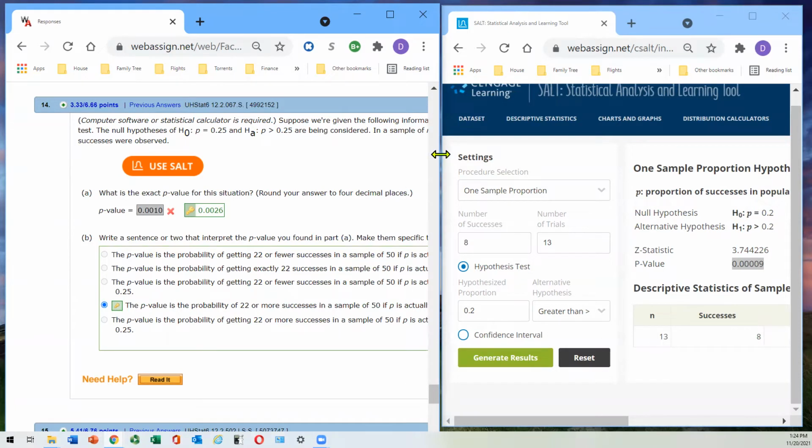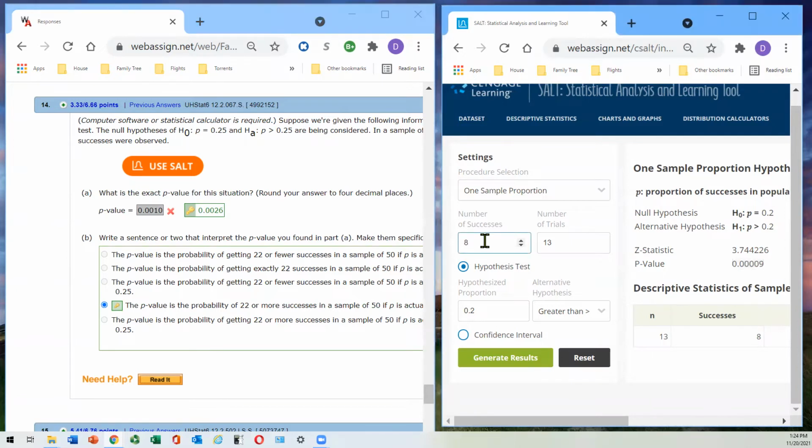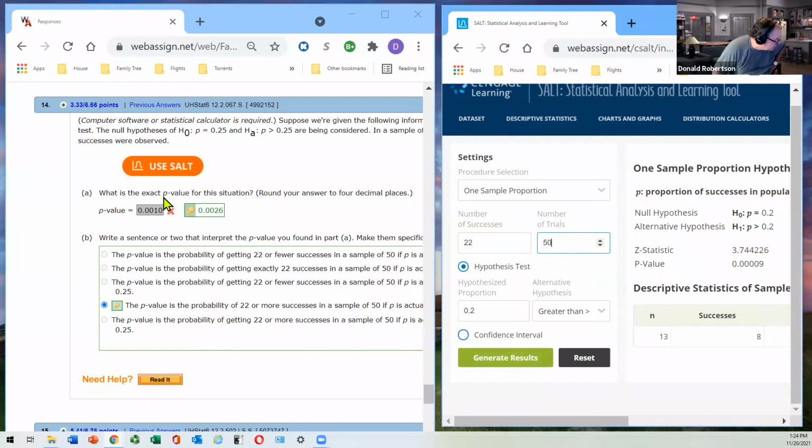That one's not as close, but yeah. Okay, so what have we got? 22 out of 50. So I'll put in 22 out of 50. And what else do we know? We have greater than 0.25. Okay, so generate results. I have 3 zeros and a 9, which becomes 10. I got what you got, not what they got.